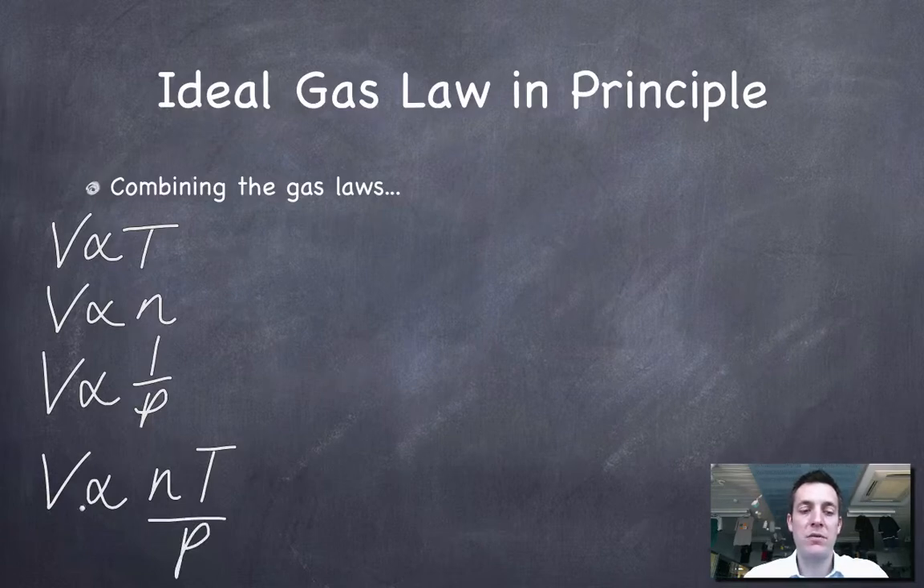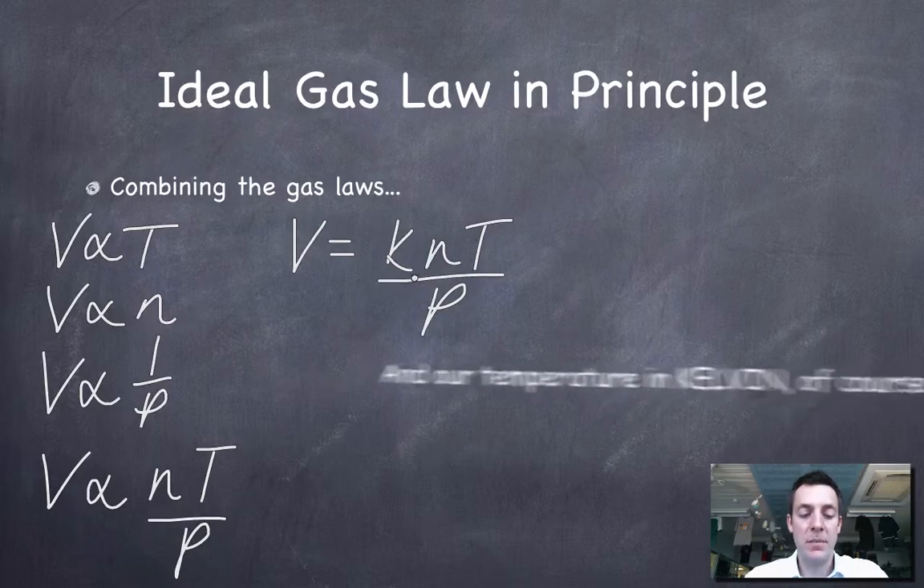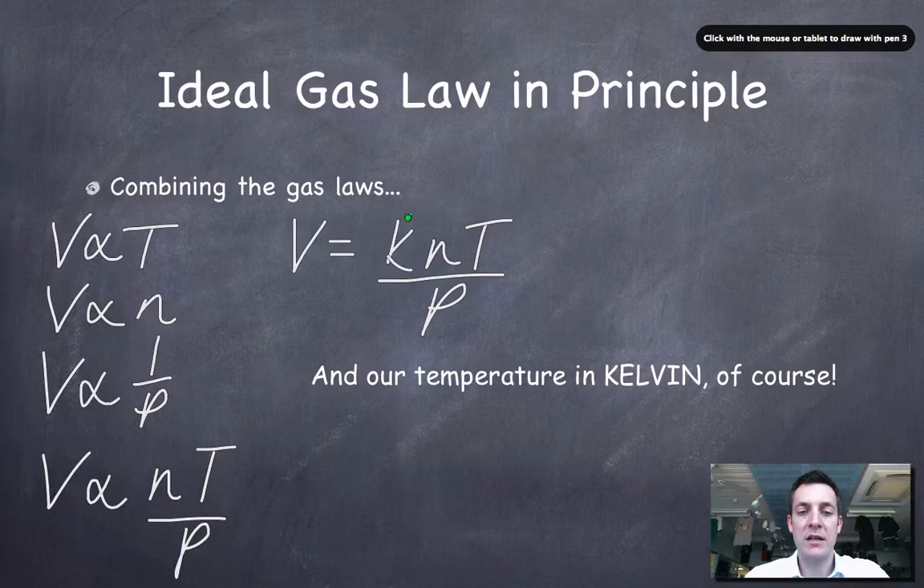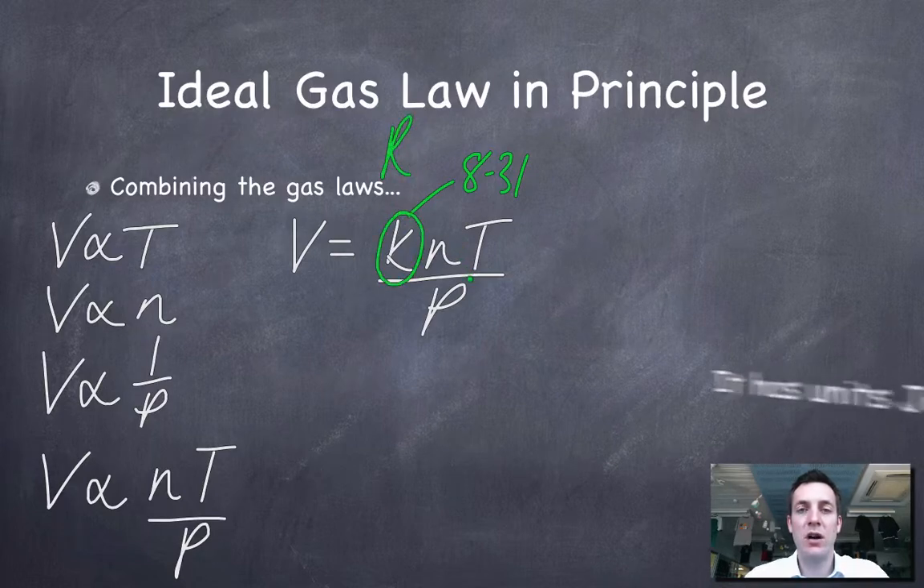And we might remember that if something is proportional to another thing, then that is like saying that the volume is equal to a constant times the number of moles times the temperature and divided by the pressure. Now, if we express our volume in dm cubed and our pressure in kilopascals, what we find is that the value of K is 8.31. And we give K a slightly different symbol. We don't call it K, we call it the gas constant, which is capital R.